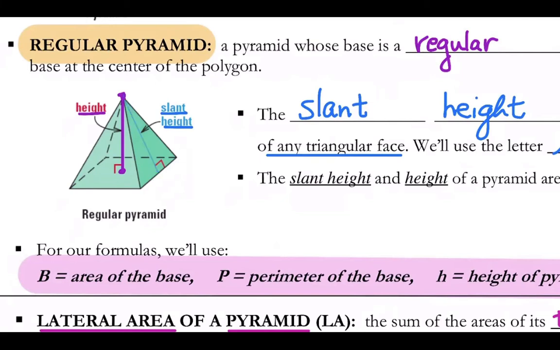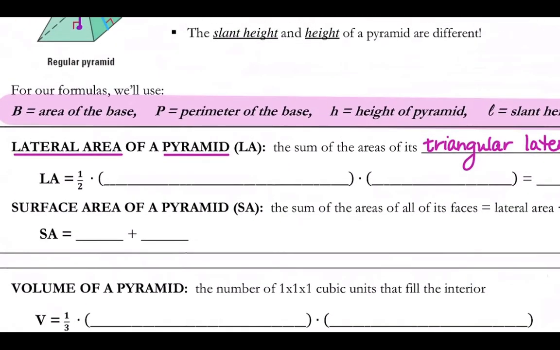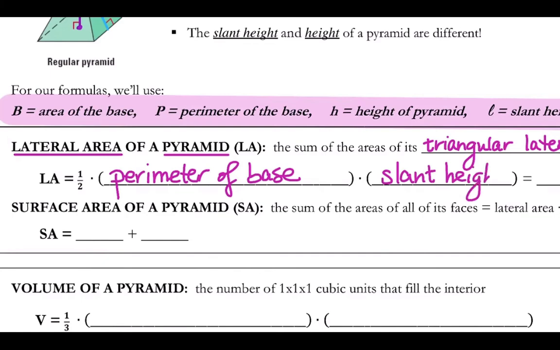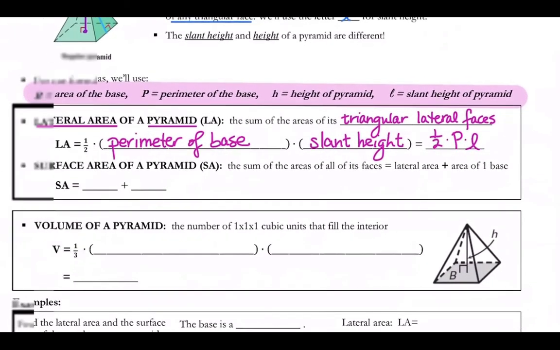Again, our slant height is the altitude of the triangular face. So 1/2 the perimeter of the base, because we're doing all the triangles at the same time, and 1/2 because they're triangles this time. So the perimeter of the base times the height of each triangle, which is the slant height. So the formula would be 1/2 perimeter of the base times the slant height. 1/2 P l is the lateral area for a pyramid. Lateral area is 1/2 perimeter of the base times the slant height.